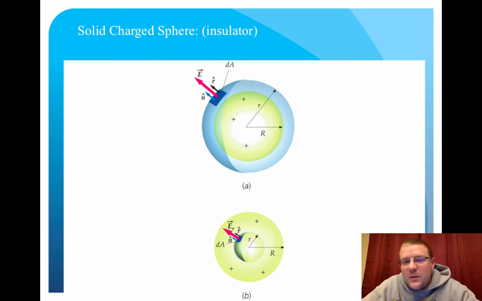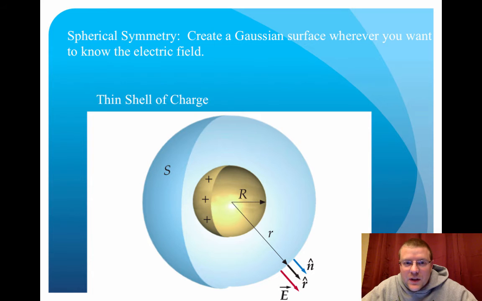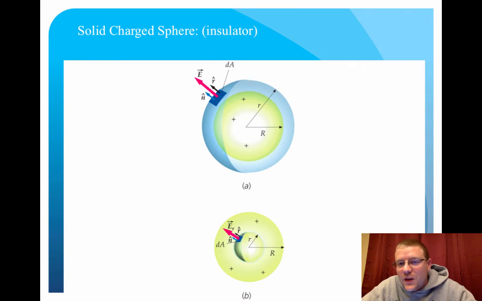So the last one, which might be the most difficult, is the charged solid sphere. The way to have charges all the way through a sphere is that it must be an insulator, because if it was a conductor, the charges would run to the outside and you'd be left with exactly what you had for the thin shell of charge. But for a solid sphere, we're going to do two Gaussian surfaces, one outside and one inside. Let's start with the outside.